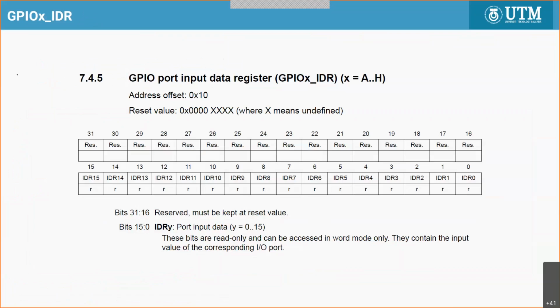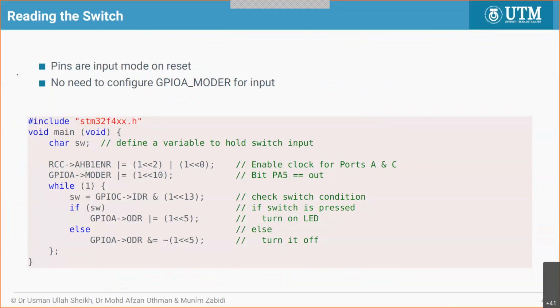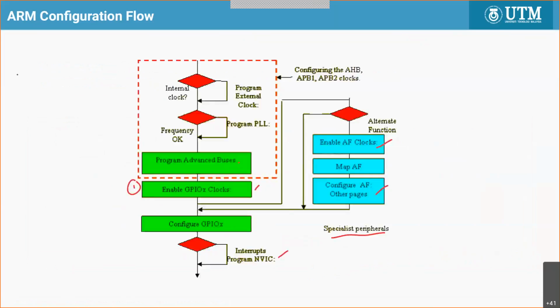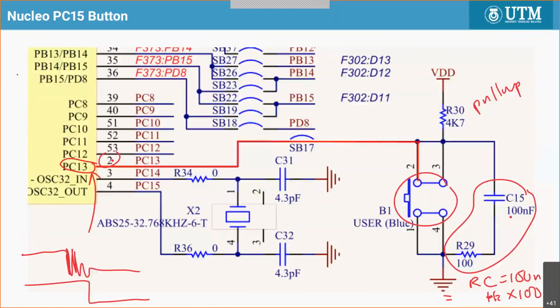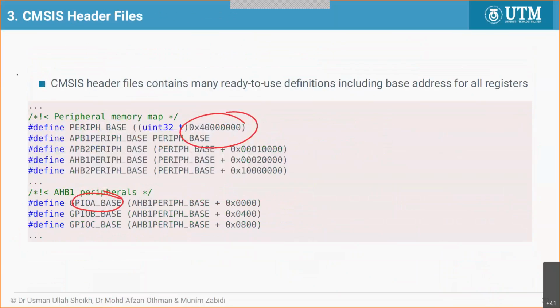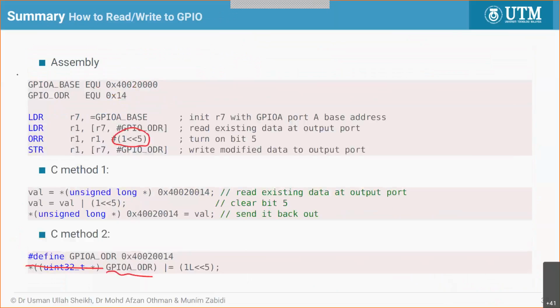Okay. To read data, you use the IDR, which is located at offset 10 hex. And to read the switch, which is at a different address, right? I think this is PC on the Nucleo. Let's go back. I forgot. Have to better check this one. PC13. Okay, PC13. So there's some typos there.